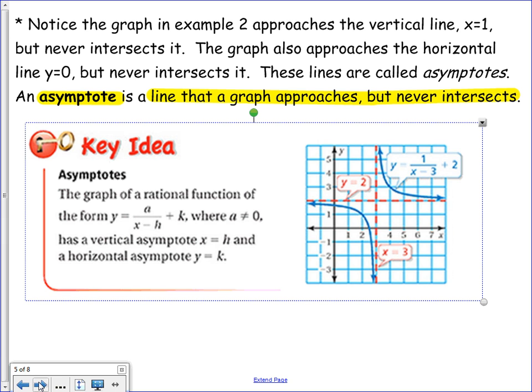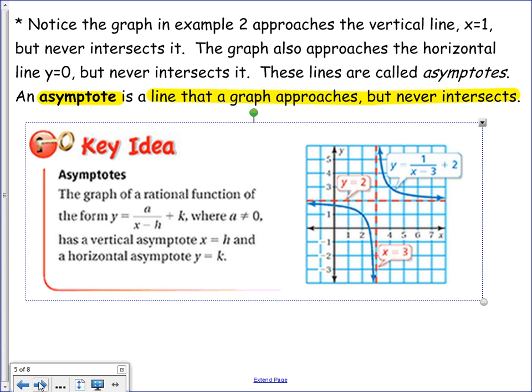We'll notice that in that last graph, it approaches the vertical line x equals 1, but never intersects it, because we can never have x equal 1, since then the denominator would be 0, which is undefined. The graph also approaches the horizontal line y equals 0, the x-axis, but never intersects it. The lines that these graphs approach but never intersect are called asymptotes. An asymptote is a line that the graph approaches but never intersects.